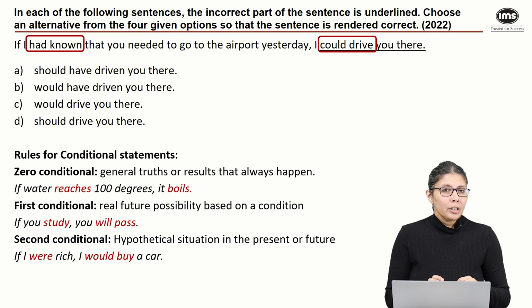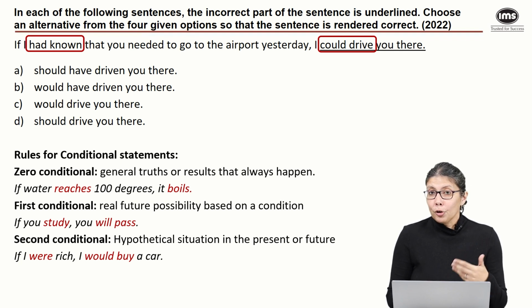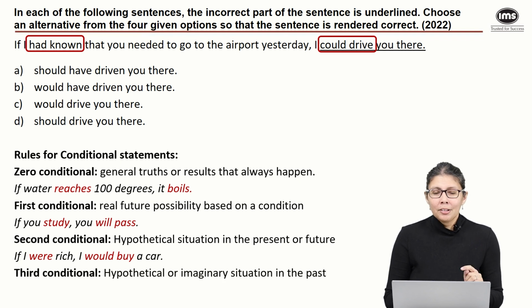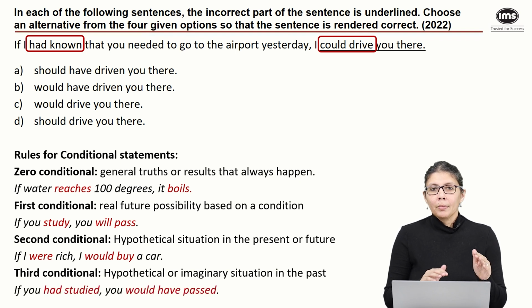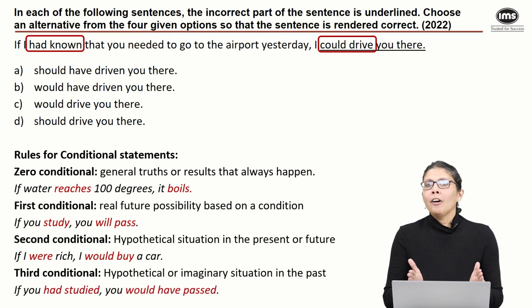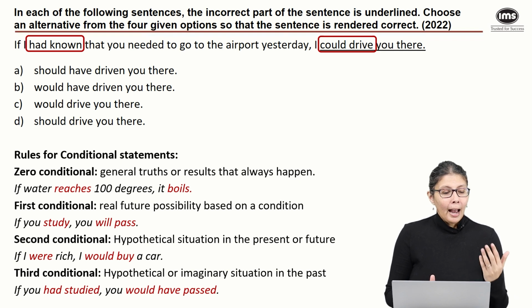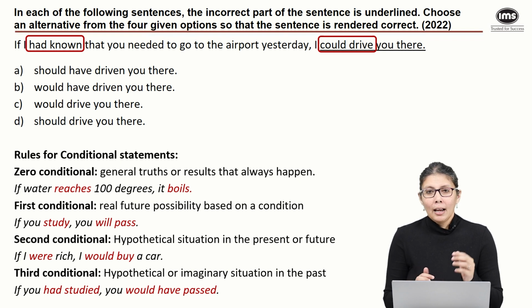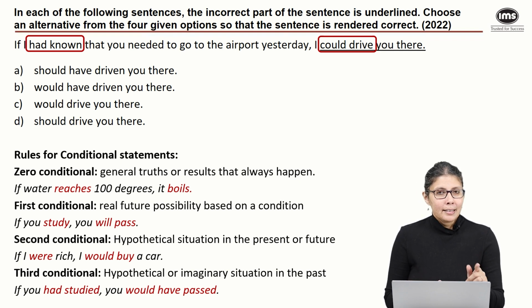Again, here we are using the simple past in the first half, but it does not apply to the sentence that we have here, because the sentence that is given to us uses the past perfect, if I had known. Now, the moment we use the past perfect in the if part of the sentence, we are actually using the third conditional. So, this is the rule that is relevant for us. This also is a hypothetical or imaginary situation, but it's about the past. So, how do we express ourselves? If you had studied, you would have passed. So, the first part says had done something, and the second part typically has a would have or a could have. Now, given this particular format, let's take a look at our options.